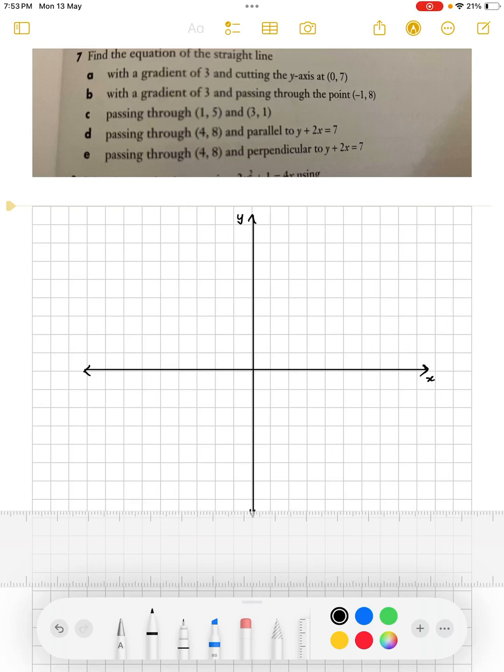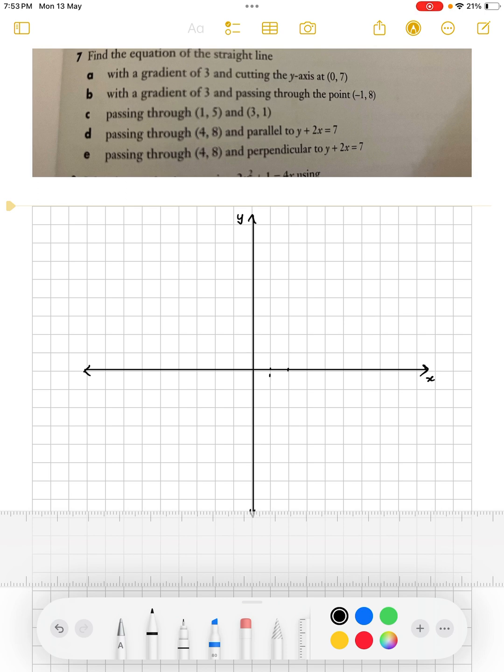I'm going to look at a few questions here. I'm going to look at 7C and 7D. We're going to draw the lines, try to work out the rule or the equation of that straight line. So C says it passes through the point 1, 5. Well, let's put some numbers along here.